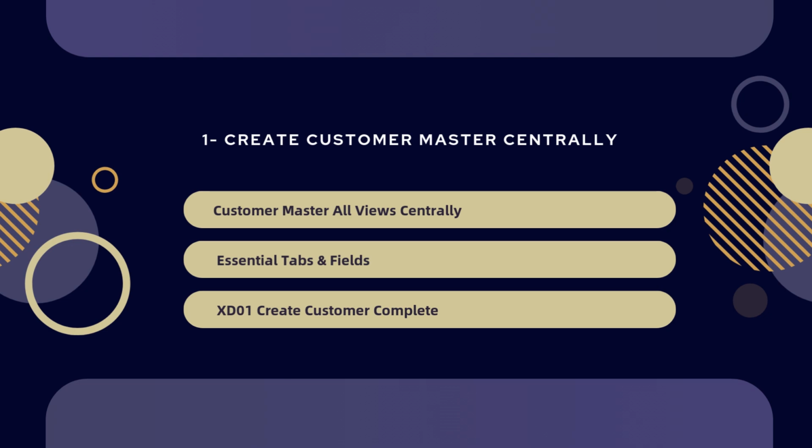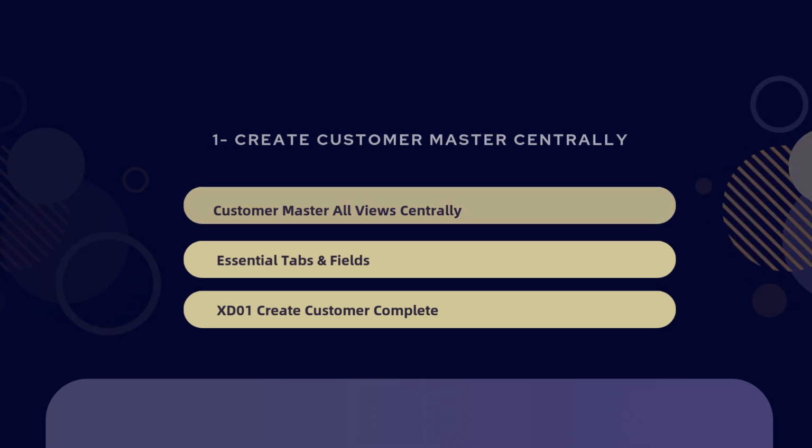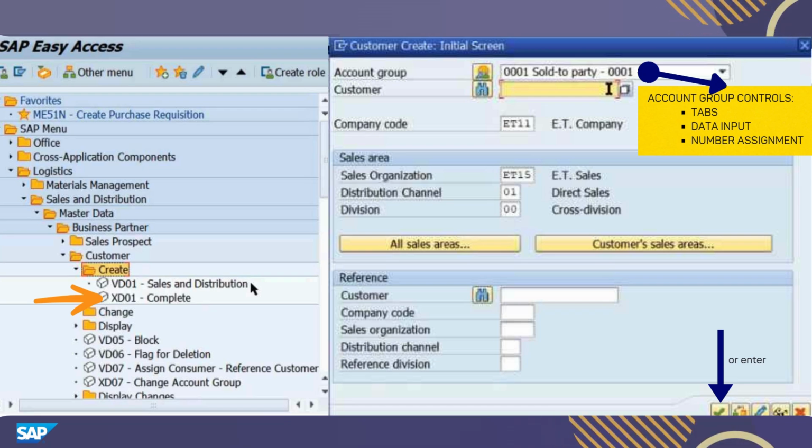By the end of this video tutorial, you will be able to create a complete standard customer master using transaction XD01. Let's go to transaction XD01 and fill in the initial screen. To do this, navigate to Logistics > Sales and Distribution > Master Data > Business Partner > Customer. Then open the Create folder. Two transactions are available: V01 for the Sales Department and XD01 for Central Records. Choose the latter. You are now on the initial screen.